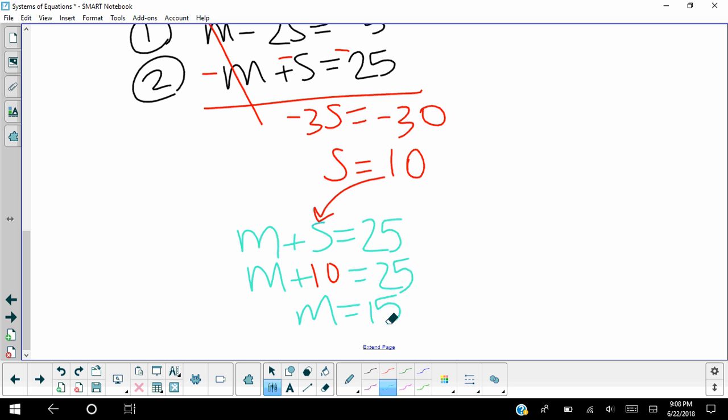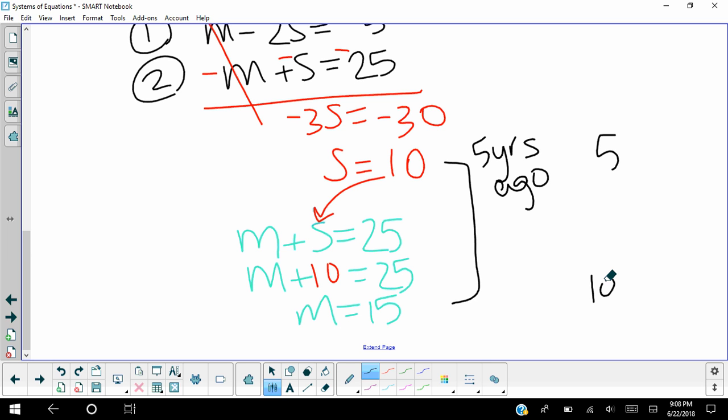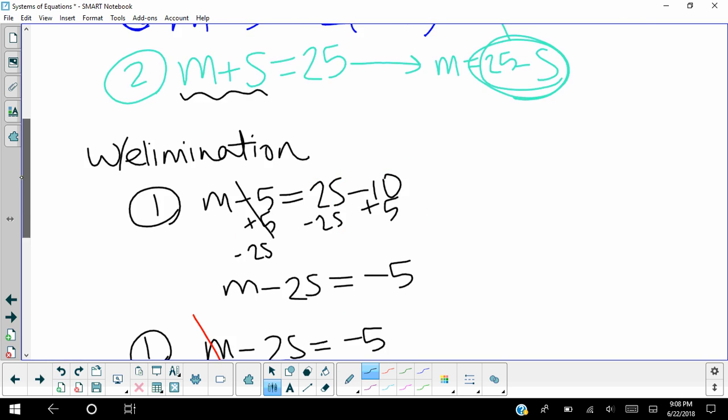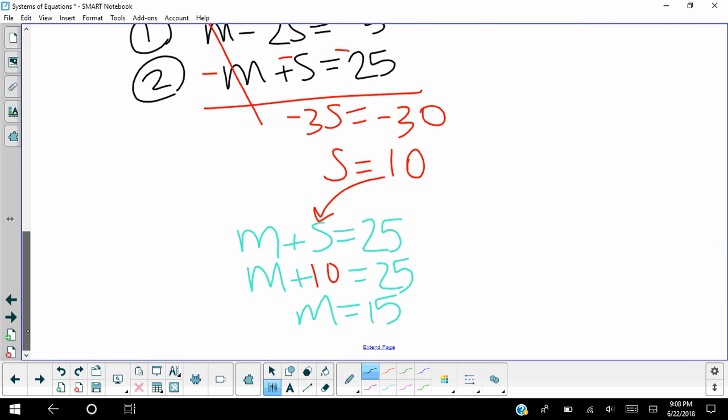So today, Scott is 10, Matt is 15. And that then means that 5 years ago, if you want to check, Scott would be 5 then, and Matt would have been 10, and you can see that Matt was double his age. And you can see that at their present ages, if you add 10 and 15, you get 25. So that's a nice check. But going back to the question, they wanted to know Matt's age today, and so Matt's age today is 15 years old.